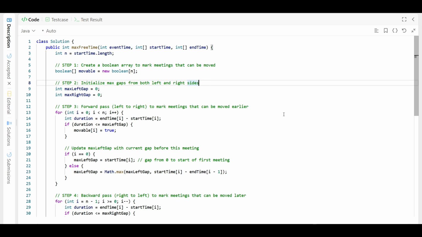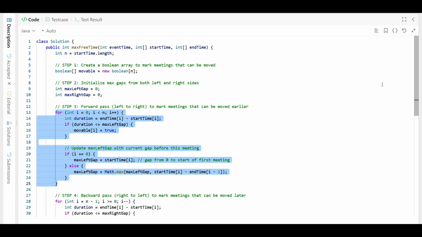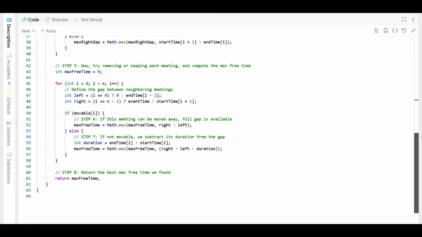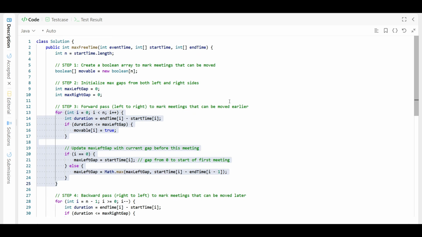And now the time complexity. We are using only one for loop here, and similarly here, so it takes O(n) time. And this is just for the boolean array to mark the meetings. If you can optimize this code, we can make it O(1) space also. So think about it and let me know. I'll leave it for you to try.